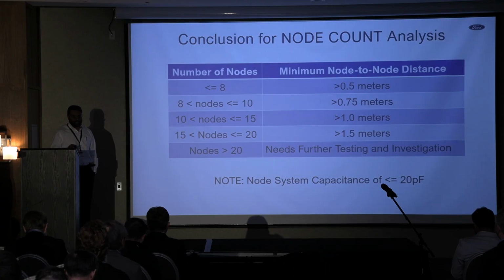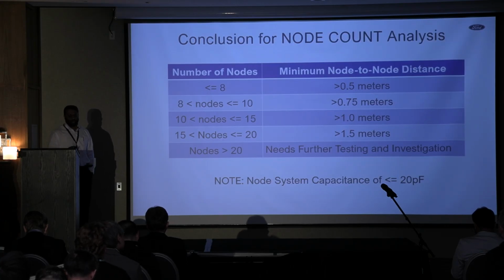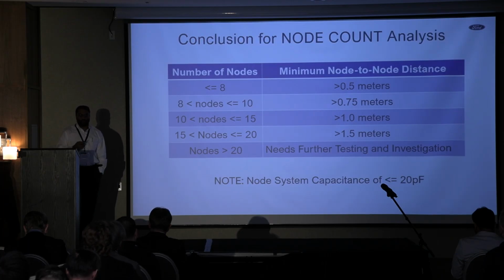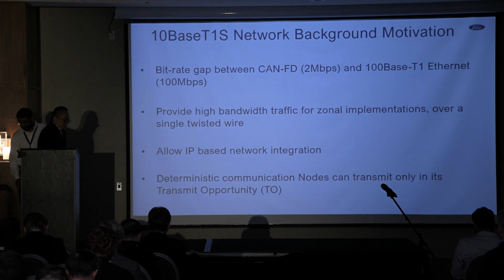8 to 10, we can say we should have at least 0.75 meters. 10 to 15, 1 meter, and 15 to 20, 1.5 meters. And we haven't tested greater than 20, but again, this is sort of what we are aiming for, and we are hoping that this would support our analysis. And with this, I would give it to my colleague Yu-Ting to go on the network analysis.